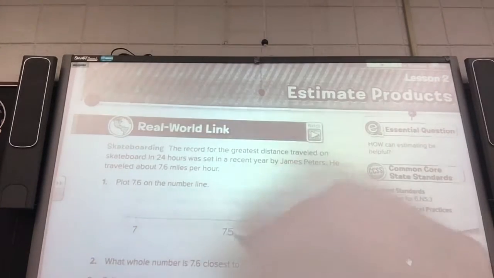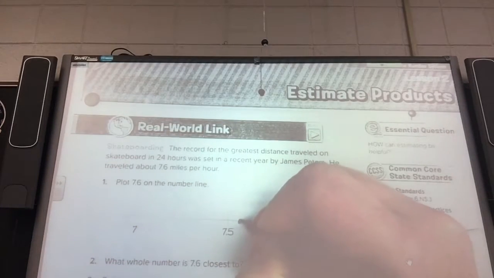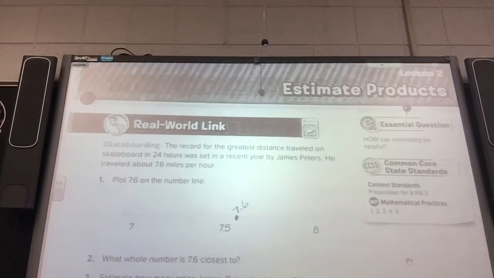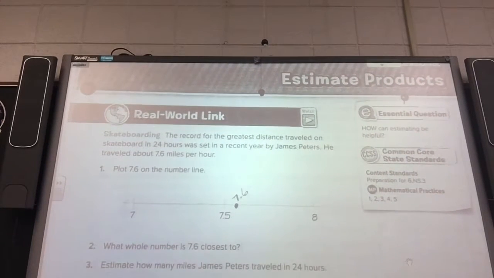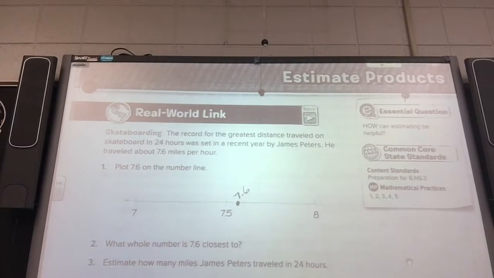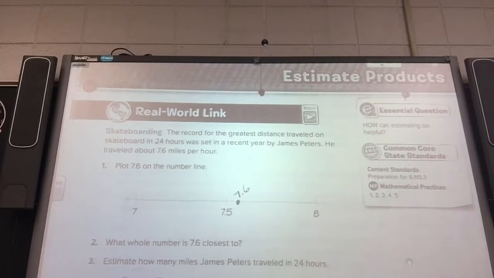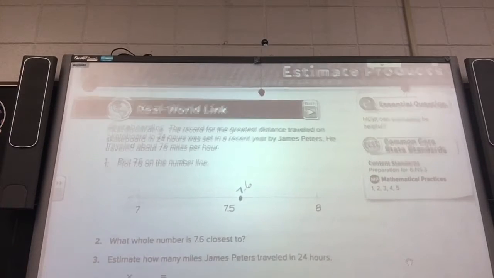Well, if we look on here, 7.6 is going to fall somewhere right in here. Okay, so what is that close to? Is it closer to 8 or closer to 7? Right, 8.